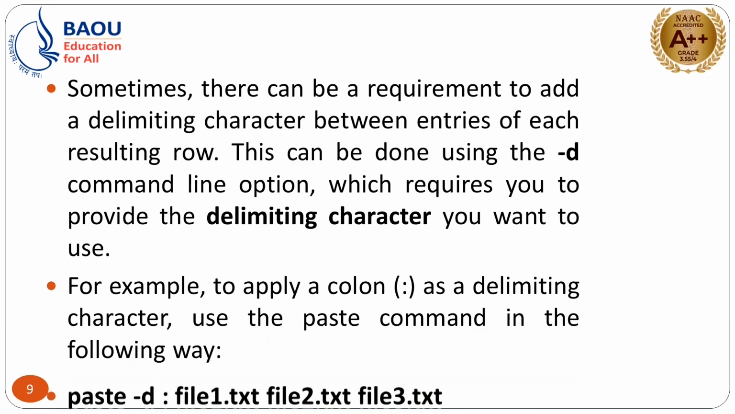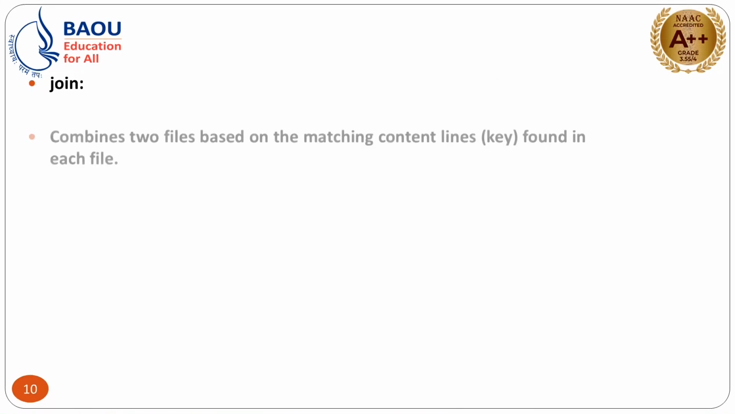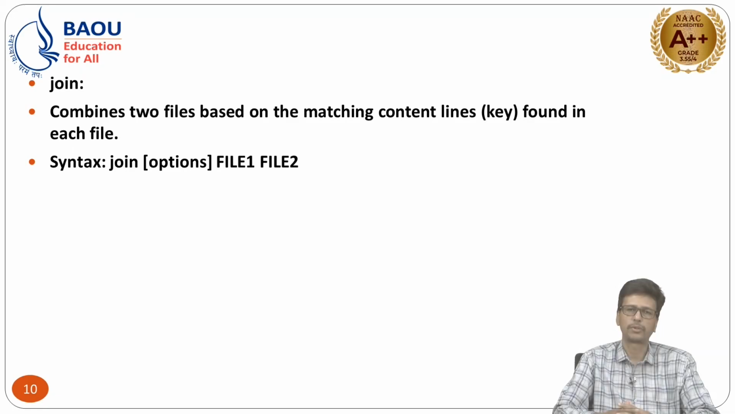Now moving ahead, another filter, that is join. If you want to combine multiple lines based on a key, then you require this join command. Now how does the join command differ from paste? In paste there is no concept of merging with the help of a key column, but here there is a concept of a key column.